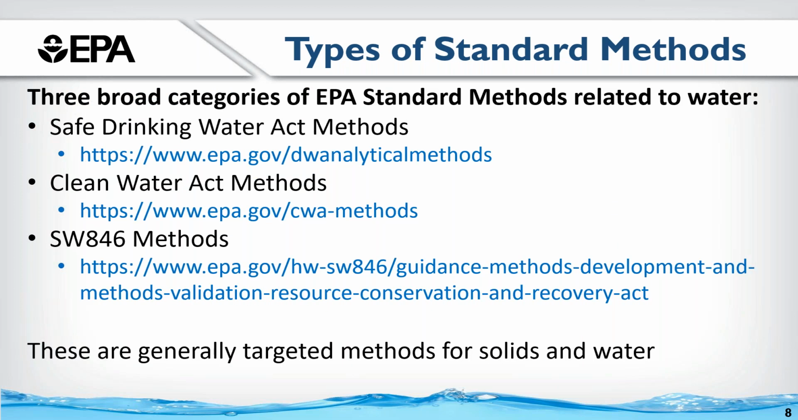In a broader sense, for methods throughout EPA that target solids and water, I'm not going to talk about air methods today. There are three broad categories. There's Safe Drinking Water Act methods, Clean Water Act methods, and solid waste SW846 methods. And there are links to all of those methods and method protocols on this slide. So if you want to learn a little bit more about how a method is developed and validated through a particular category, you can go to those sites and learn a little bit more about that.